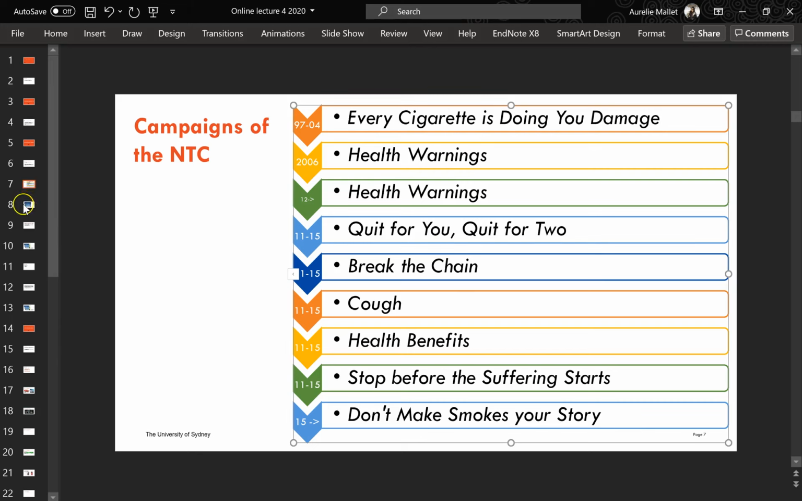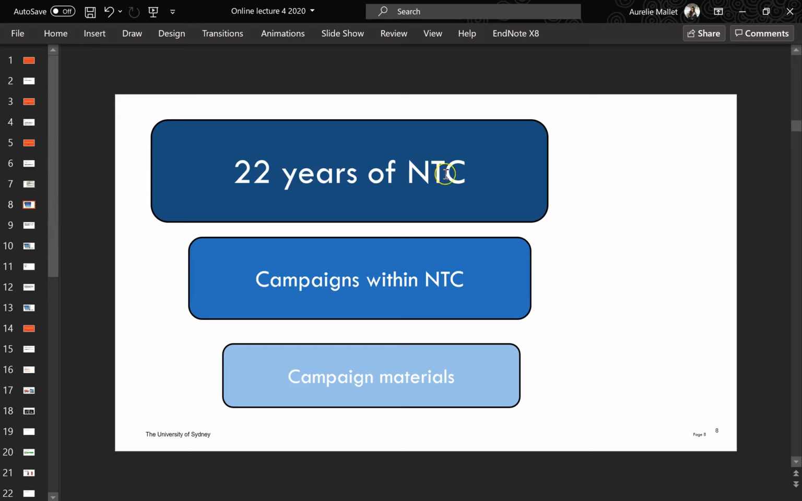So a way of looking at it is to look at the National Tobacco Campaign as the broad overarching campaign that's been running for 22 years, almost 23 years, and then within the NTC we have various campaigns that I've just talked about, so these ones.